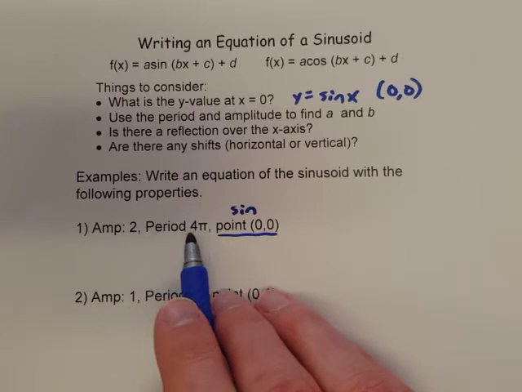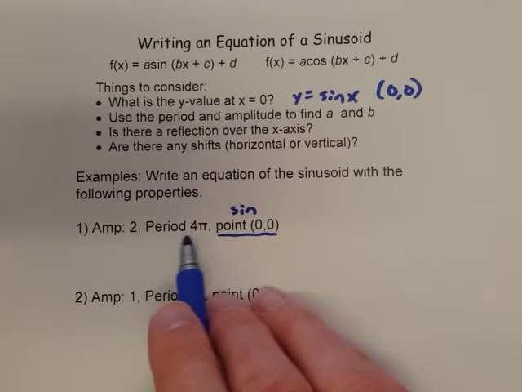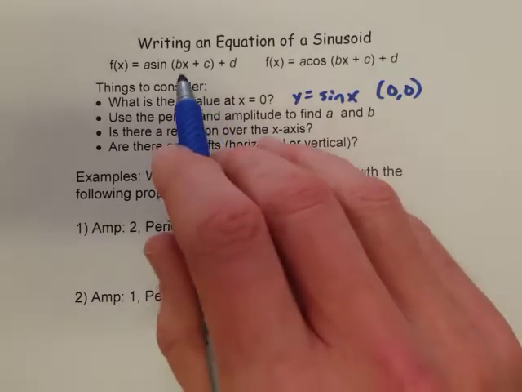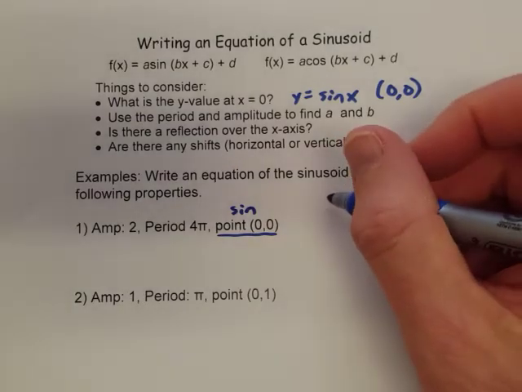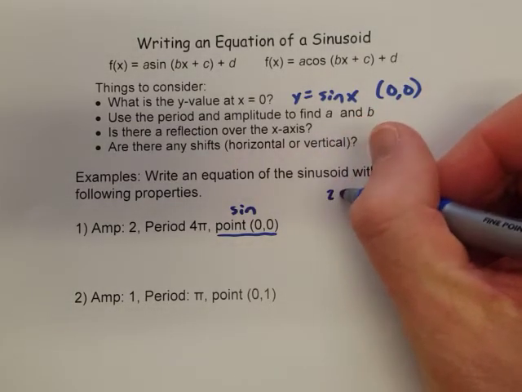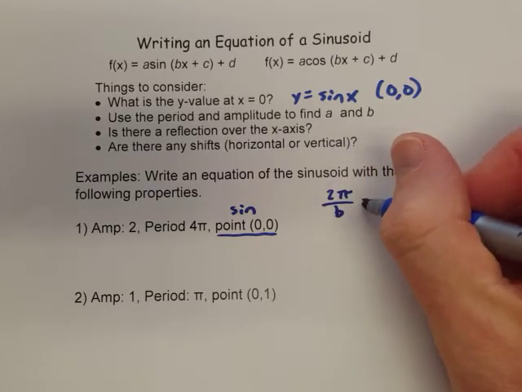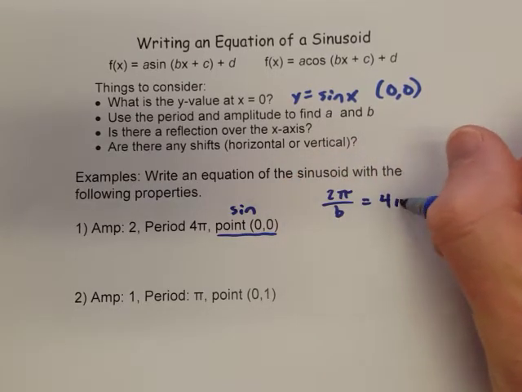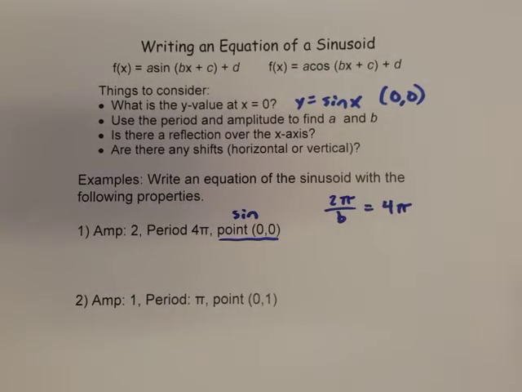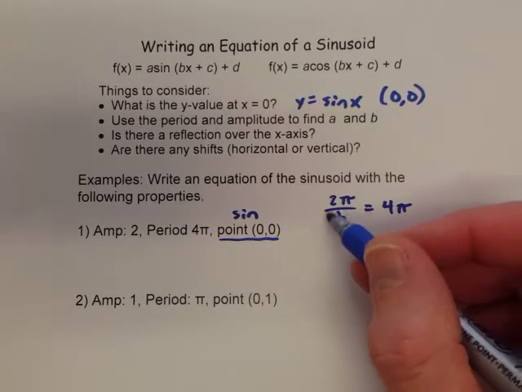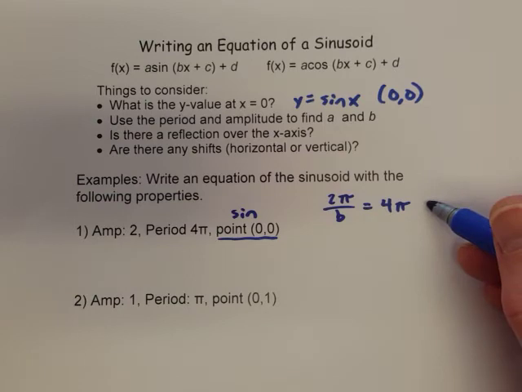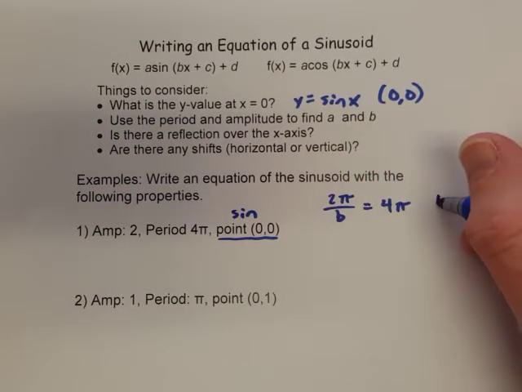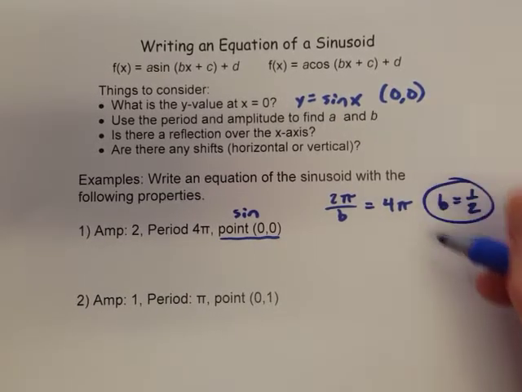It says the amplitude is 2 and the period is 4 pi. Now, when the period's 4 pi, it doesn't actually give us the coefficient on x. We have to go backwards and find that. But we know that to find period, generally what we do is say 2 pi over b is equal to our period. So I'm just going to set that equal to 4 pi. And we need to find out what b is. Well, it's not too hard to do that. You could use mental math. You could multiply by b on both sides and then divide by 4 pi. Either way, you're going to get that b is equal to 1/2. All right, so b is 1/2.